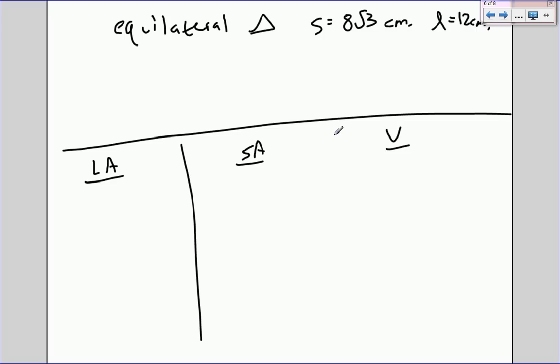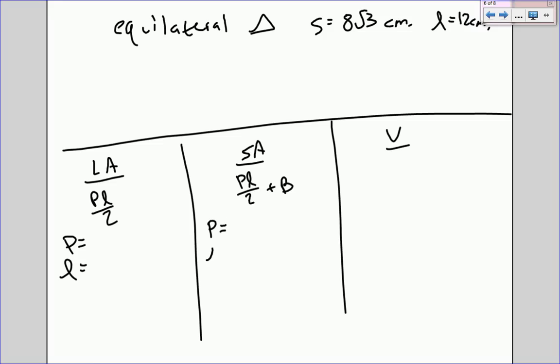So I'm going to start by doing my charts and writing out my formulas with the variables, just like we did on prisms, except for, of course, the formulas are all different now. So this is a good way to keep your work organized and know where you make mistakes and also where you're doing things right.